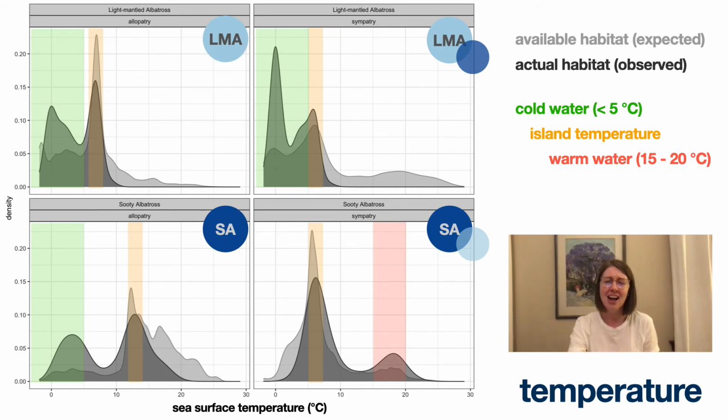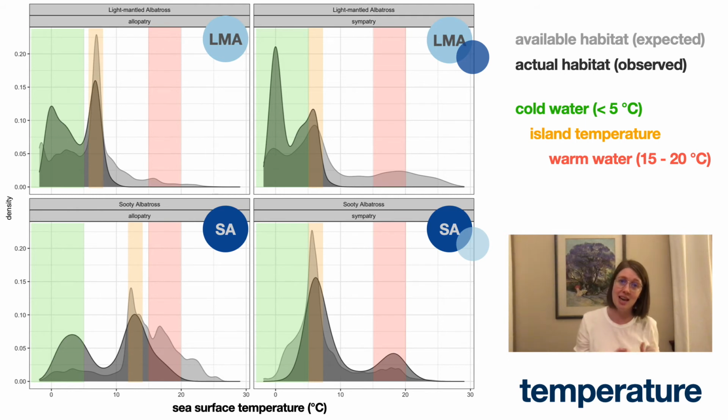And if I highlight that same area on all the graphs, you can see it's an area that light-mantled albatrosses basically never access. And even though there's heaps of warm water really close to where the sooty albatrosses breed, instead they choose to travel much further to access colder foraging waters.